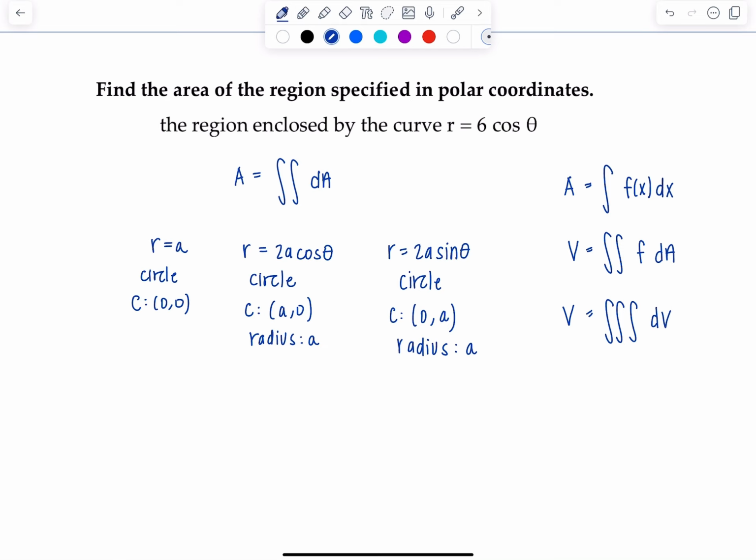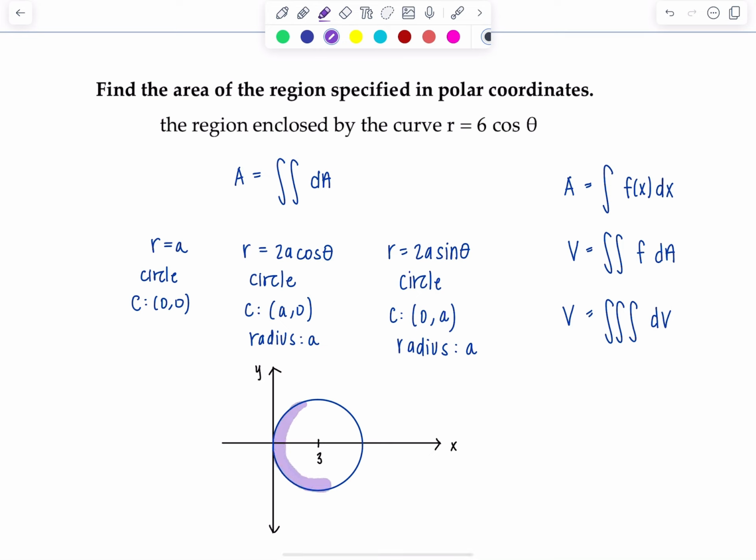All right, so can you recognize, 6 cosine theta, that's a circle, centered on the x-axis, and the radius is 3. It's always half of whatever that number is sitting out there. So let's graph it. Centered on the x-axis, radius is 3. Let me put a circle here. Wow, beautiful. Okay, and we want the area of this entire circle. Okay, great.